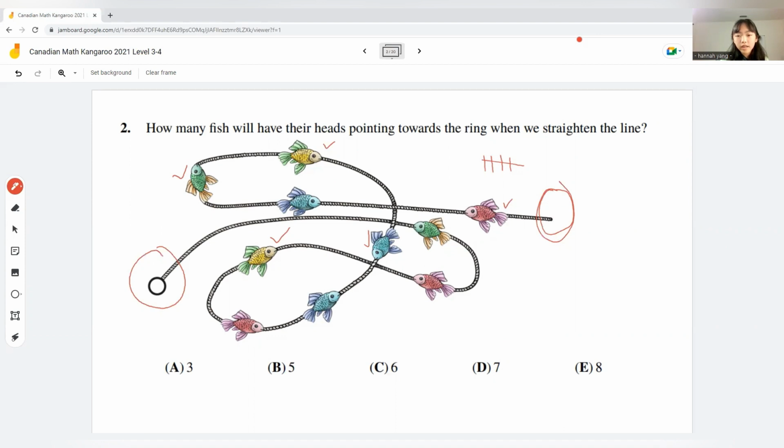And finally, the green fish is looking towards the ring, which brings our count up to C, 6 fish that are pointing towards the ring when we straighten the line.